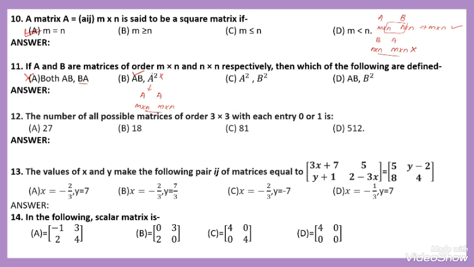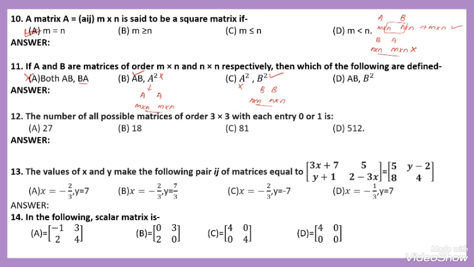For A square, we have already checked that A square is not possible. What is the B square? B square means B into B. Then the order of B matrix is N cross N and again N cross N. By the definition of matrices, this is possible. So B square is possible.